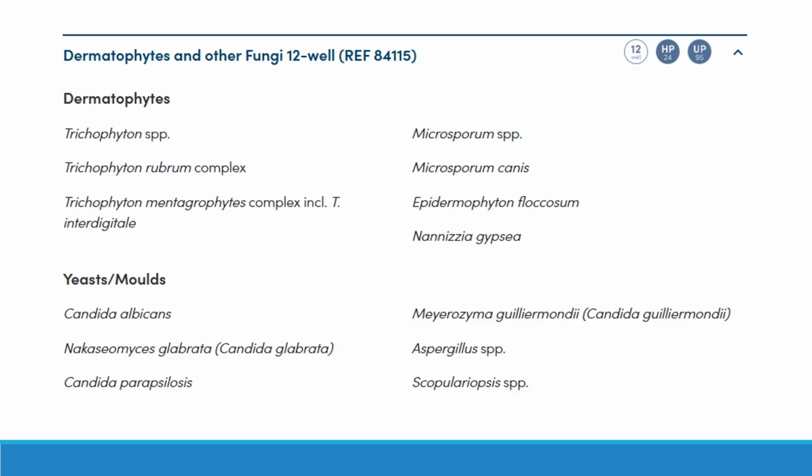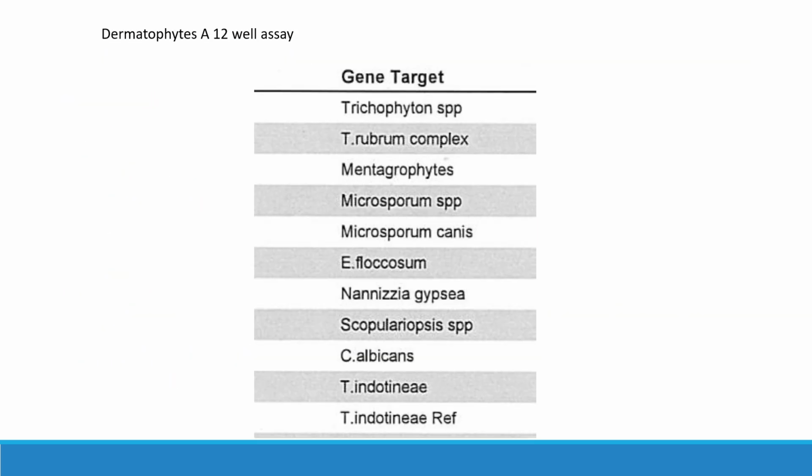The new Dermatophytes 12-well assay has removed a couple of those gene targets, mainly some of the Candida species and the Aspergillus species, and in their place have been replaced with Trichophyton indotineae and the Trichophyton indotineae reference gene. This reference gene allows for the correct calling of a positive Trichophyton indotineae from Trichophyton mentagrophytes.